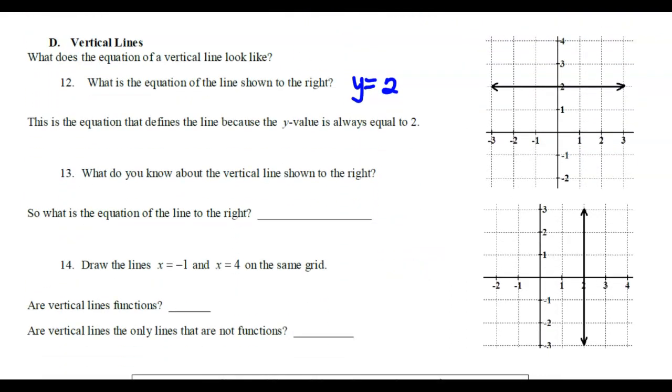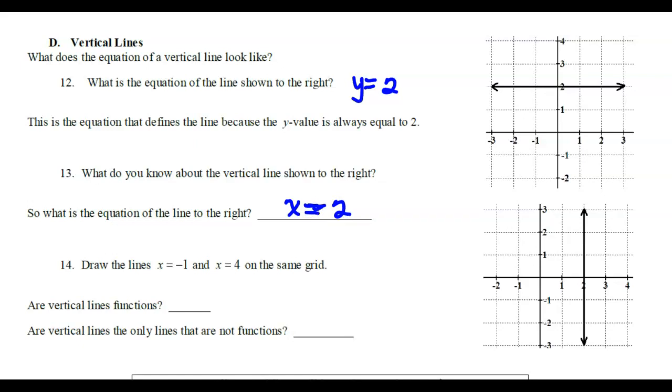Now if we look at the vertical line, in the vertical line, the x value is always equal to 2. So what do you think the equation would be? X equals 2. It's all about patterns, right? So that's x equals 2. Doesn't matter what y is, x equals 2.